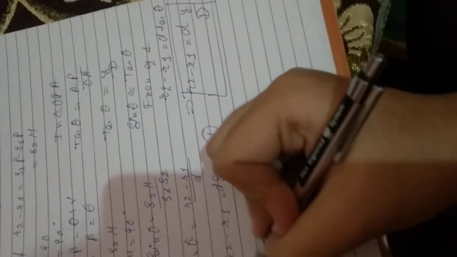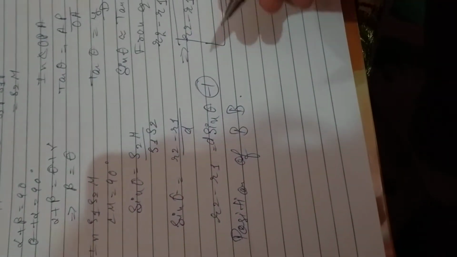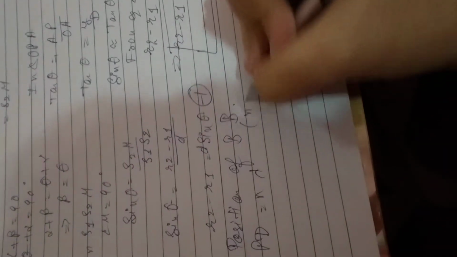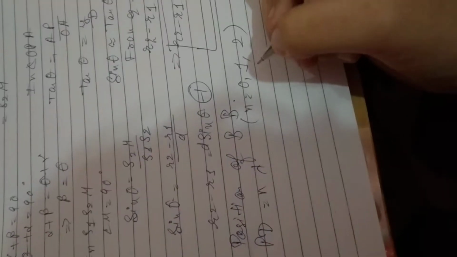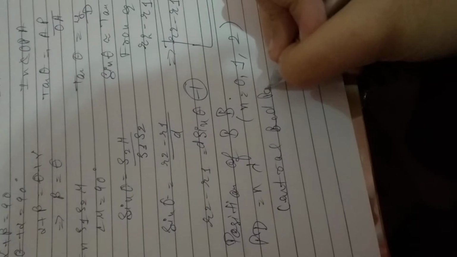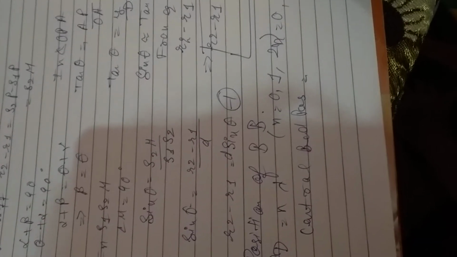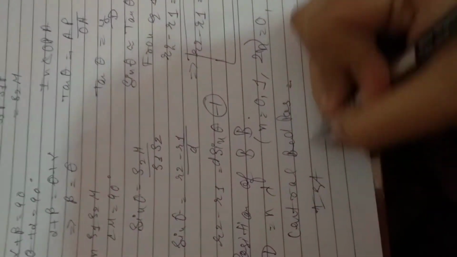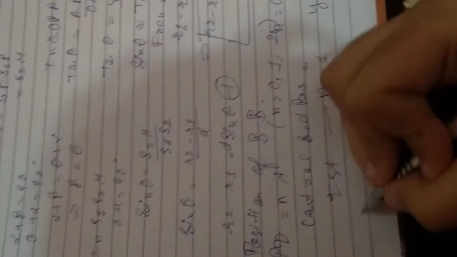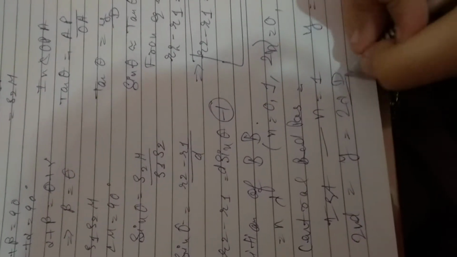Now we will find the position of the bright band. A bright band results due to constructive interference, so the path difference is equal to n lambda, where n is equal to 0, 1, 2. For the central band, n is equal to 0, therefore y naught is 0. For the first band, n is equal to 1, therefore y is equal to lambda D upon d. And for the second band, y is equal to 2 lambda D upon d.